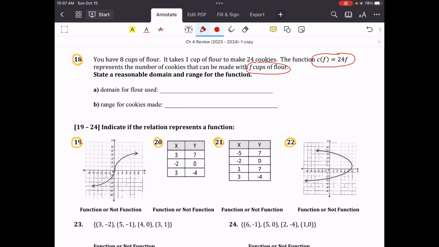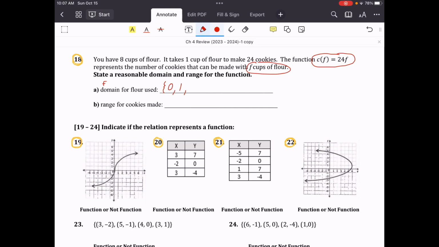If we're thinking of just the independent variable, which in this case is what's going to affect the domain, we can kind of list out our possibilities for usage here. So in this case, we have 8 cups of flour. Let's say we decide to make no cookies. We could use 0 cups of flour. Or we could make a little bit of cookies.